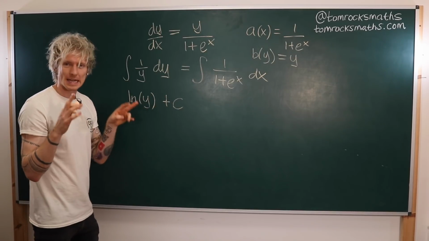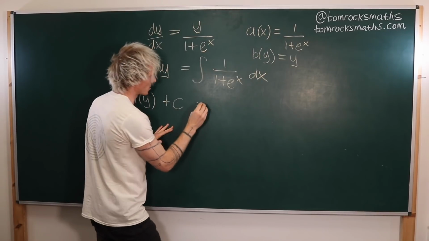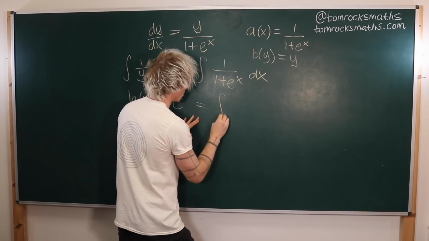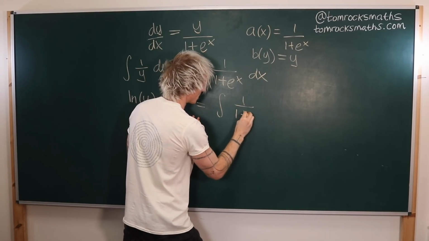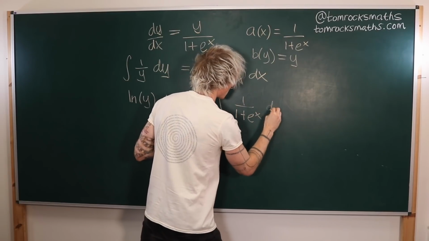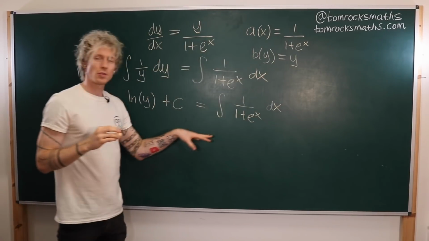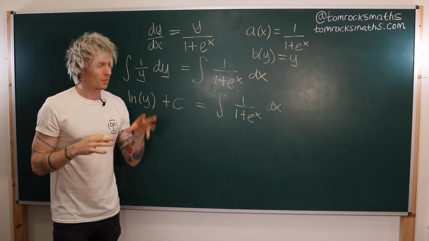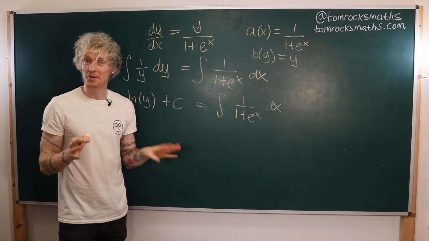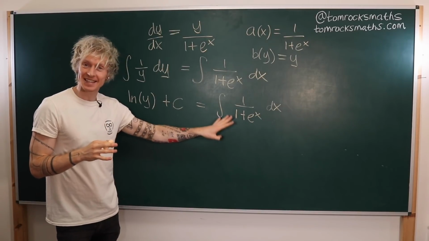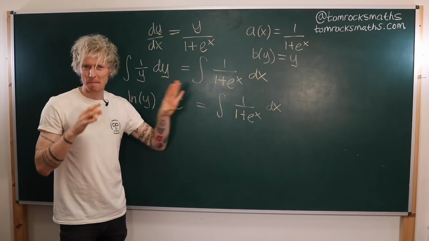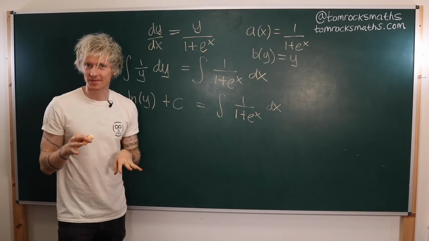So I'll put my plus c here, and then this is equal to now the integral of 1 over 1 plus e to the x dx. Now, in order to do this x integral, we have to think a little more. This is indeed possible to integrate, but we have to be clever.